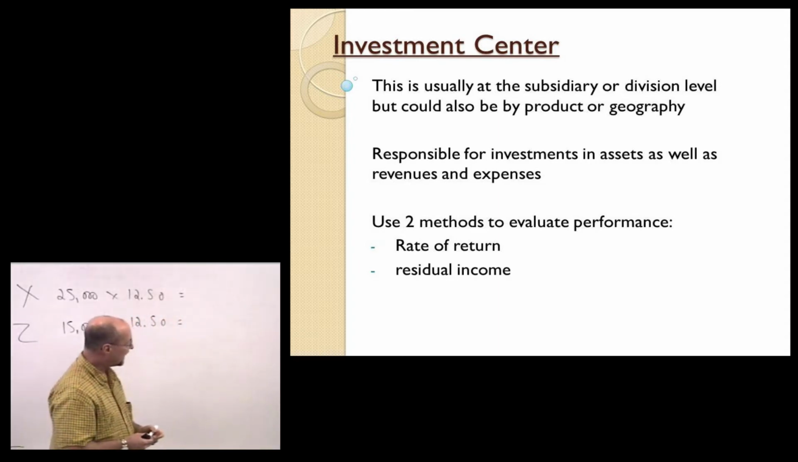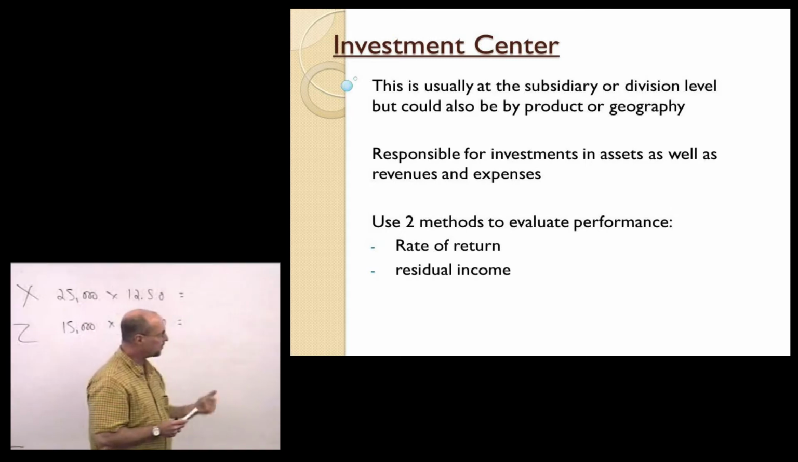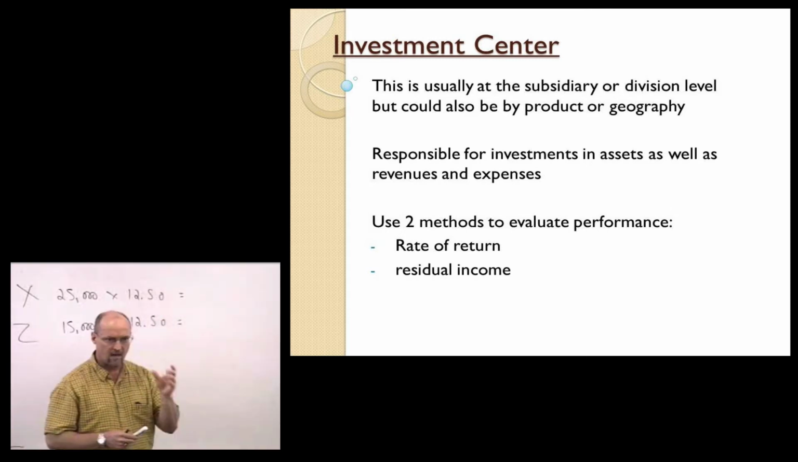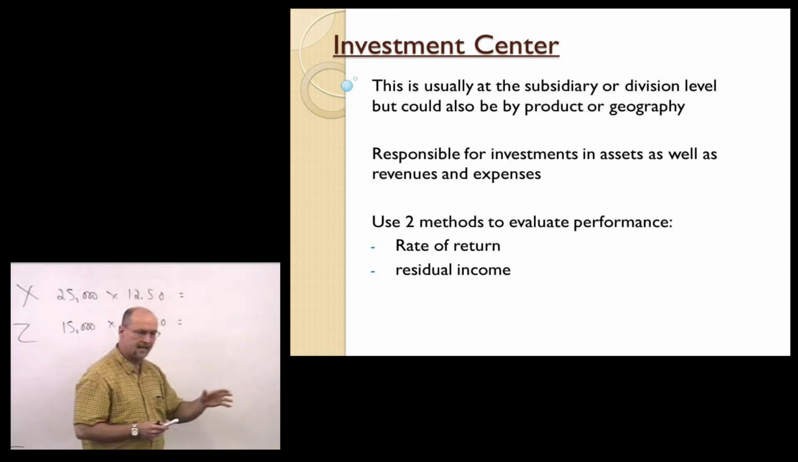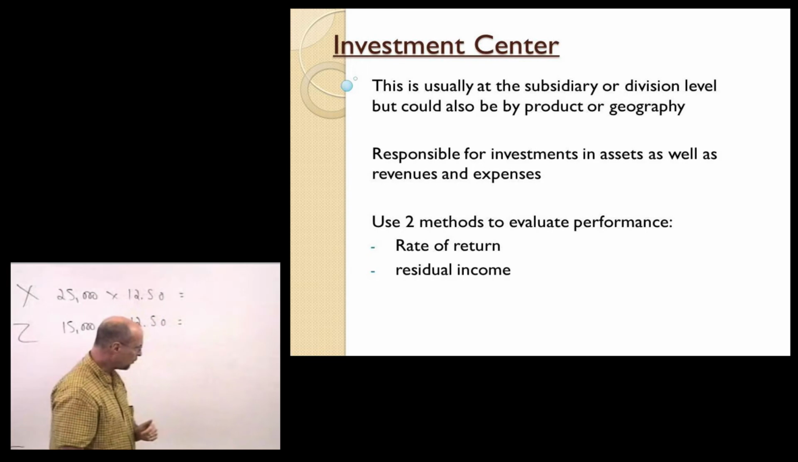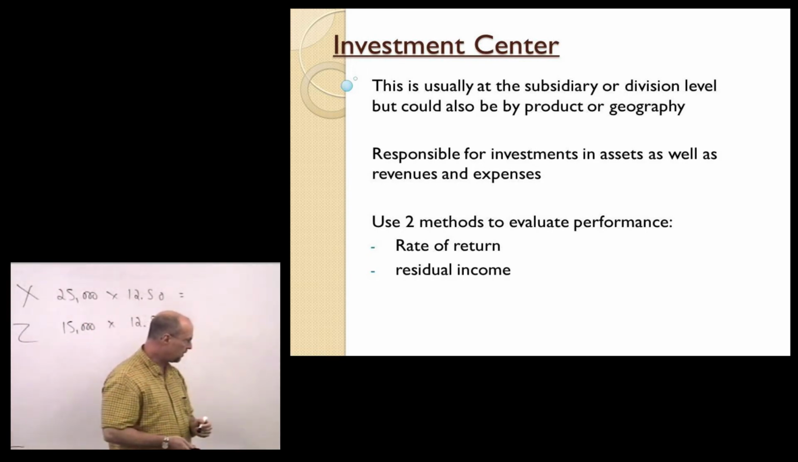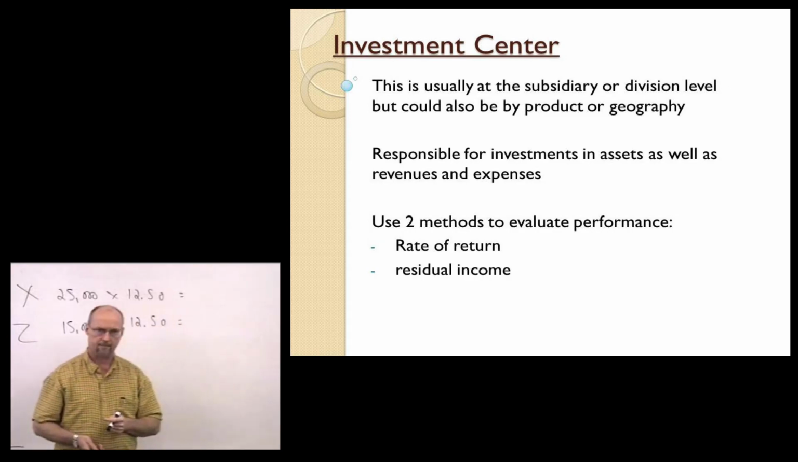Okay? So again, this is typically a subsidiary or division, but notice it could also be by product line, it could be by geography. If I'm Apple, I have the iPad line, the iPhone line, the iPod line, the iTunes. These could all be investment centers. Okay? We're going to use two methods to evaluate performance: the rate of return and residual income.